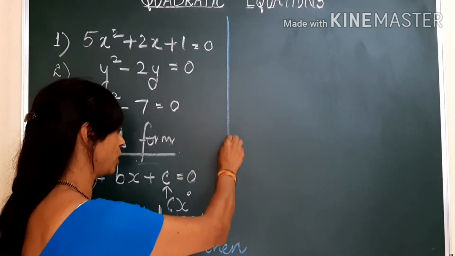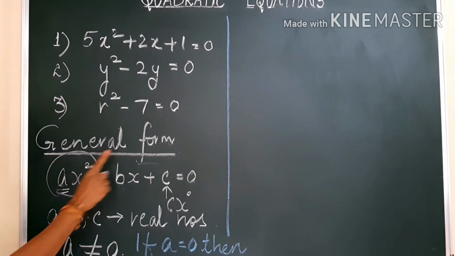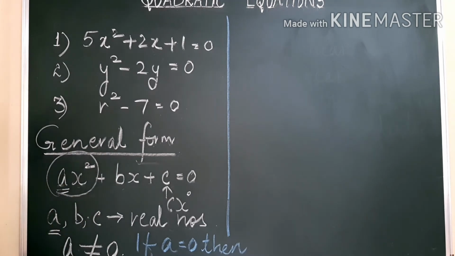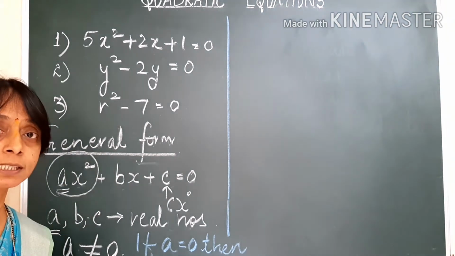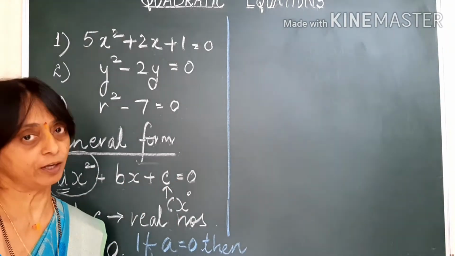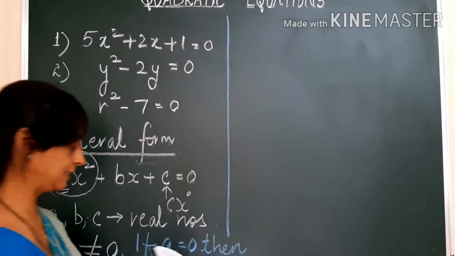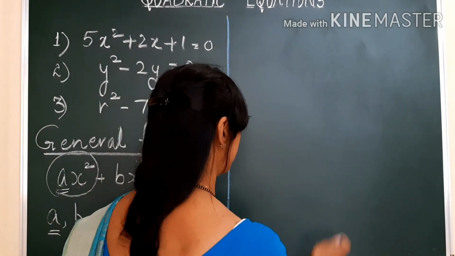Now let's move on further, children. You have understood what quadratic equations are. You have understood the general form of a quadratic equation. Now how do you arrange all the terms in a general form? Always in the descending power of the variable, whichever is present in that problem. Okay? Now let's understand roots.